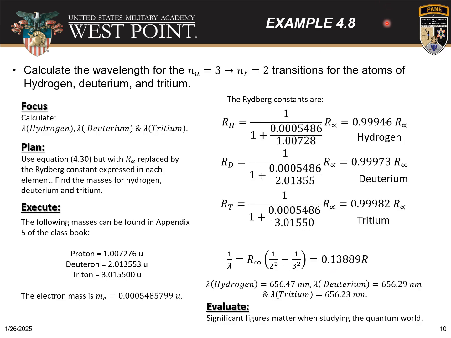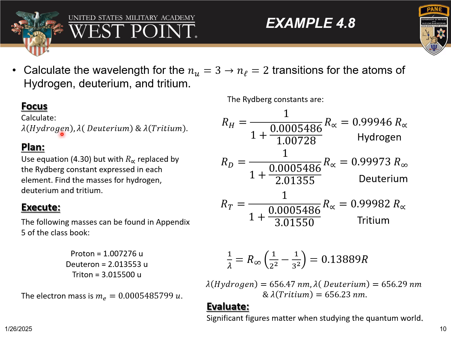As you can see here, I have an example from the book. This is example 4.8, and it's going to help us understand the equations that I demonstrated in the slides before. To understand the different components of the atom, this exercise asks us to calculate the wavelength of different atoms going from the third orbit state to the second orbit state.